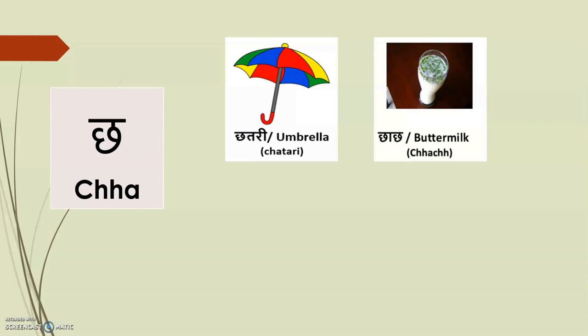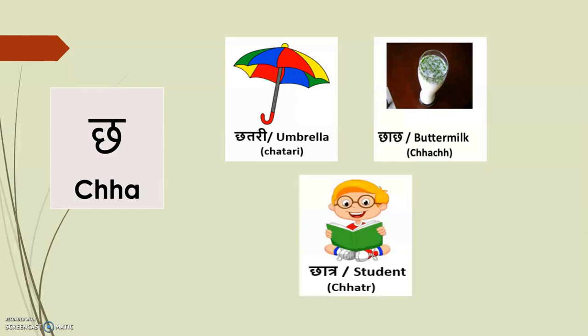If we go to the next picture, we can see a glass of buttermilk. Buttermilk in Hindi is called chhach. In the third picture, we can see a student. Student in Hindi is called chhatra. So in the first picture, we can see an umbrella, which is called chhatri.